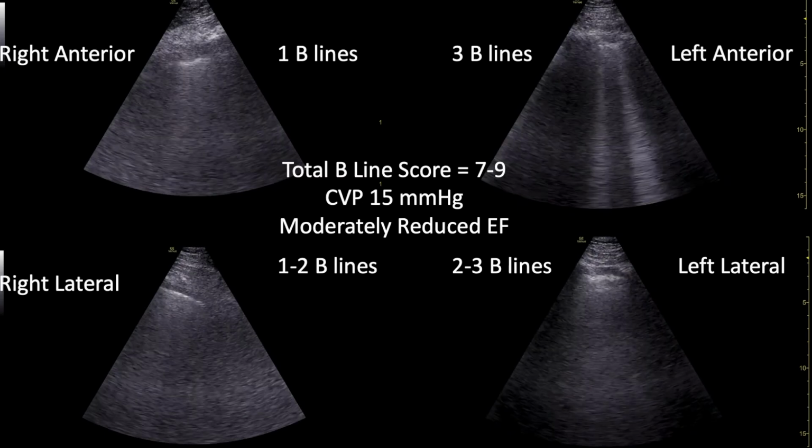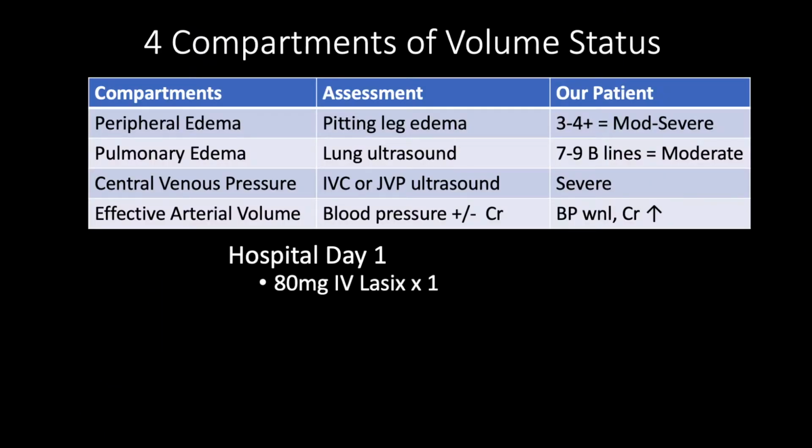So how do we start to put this together? In thinking about the 4 compartments of his volume status, he has marked peripheral edema. This 3 to 4 plus leg edema is a lot. Pulmonary edema wise, he's in some respiratory distress, and he's got at least moderate B lines, which may account for that. And his central venous pressure is quite elevated as well.